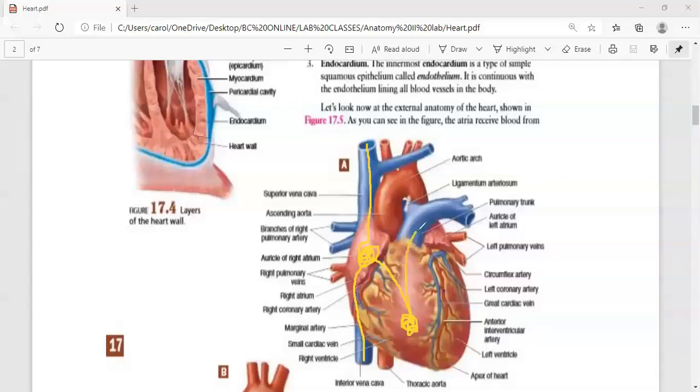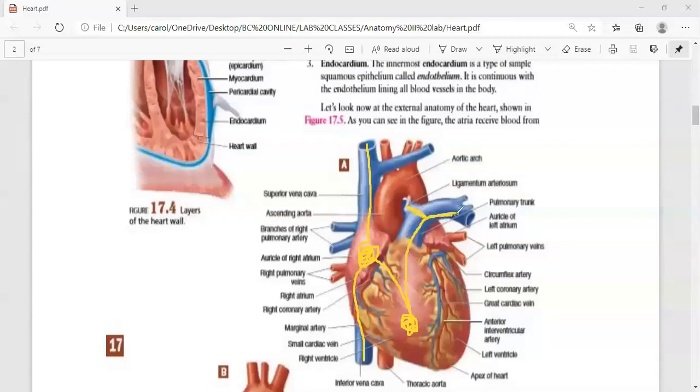And the pulmonary trunk is going to break in two. One will go to the right side, to the right lung, and the other one will go to the left lung. So this one is right lung. This is for the left lung, right? So in here, these are going to be called the pulmonary arteries.